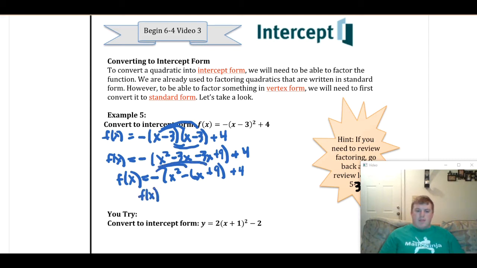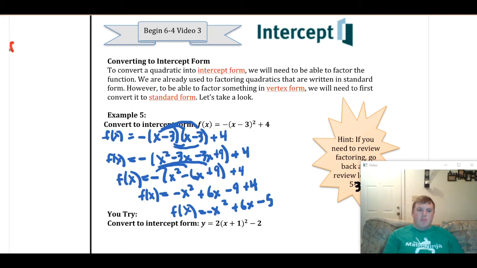So that's going to give us f of x is equal to negative x squared plus 6x minus 9 plus 4. Alright, so now that I have distributed that, I can combine everything else. So that's going to give me negative x squared plus 6x minus 5. And so now I'm going to come over to the side. I have it in standard form now. And what I'm going to do now is focus on changing it into intercept form.